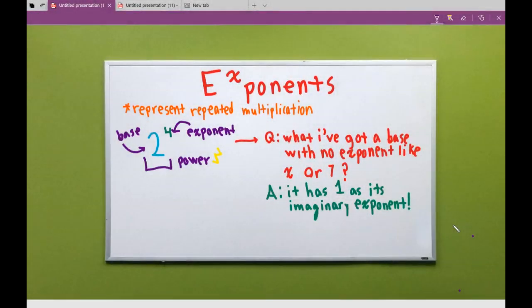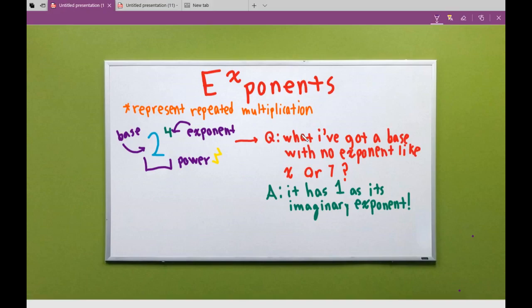Hi everyone, we're looking at exponents and specifically the multiplication rule for exponents. Recall that exponents represent repeated multiplication, and the exponent is just part of the power. You see, the base and the exponent make up the power, the base being the big number out front and the exponent is the number in the air.